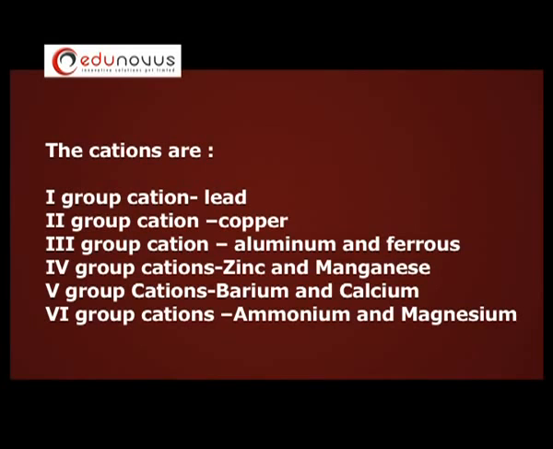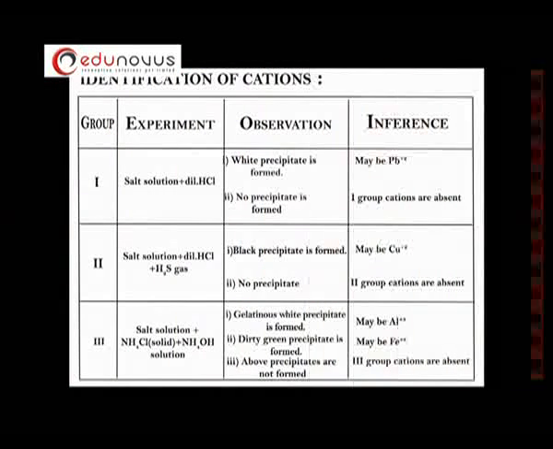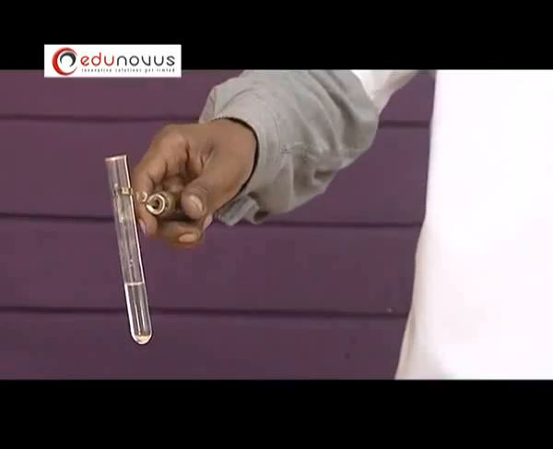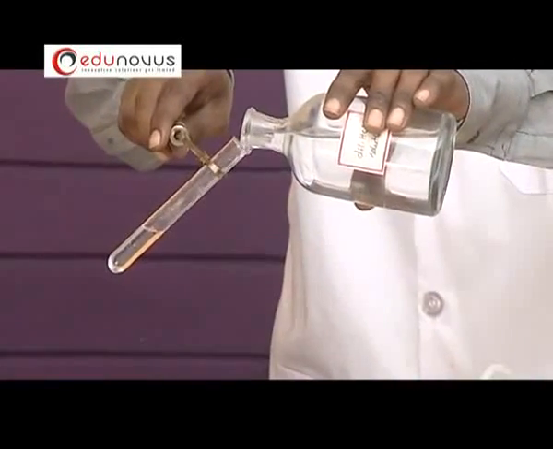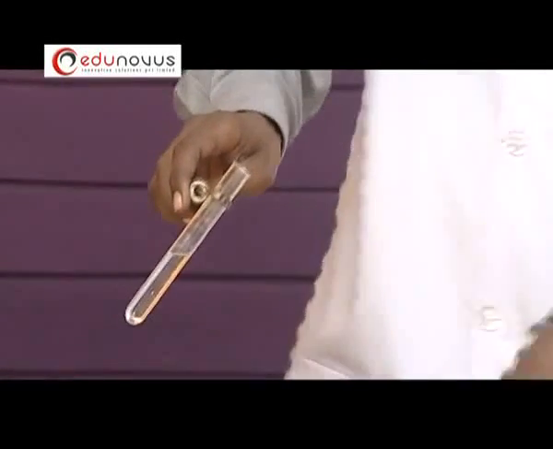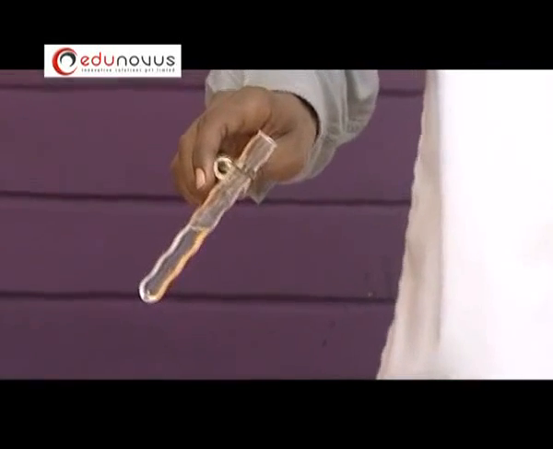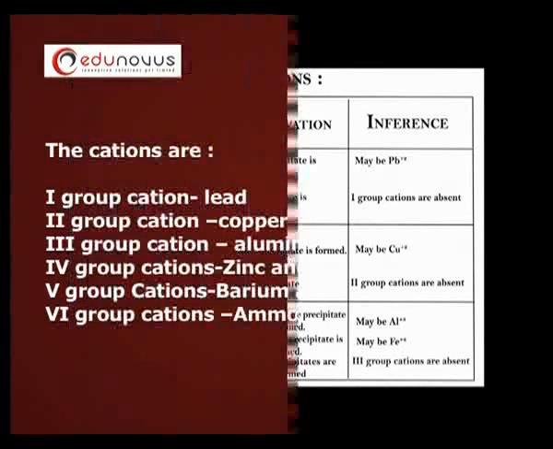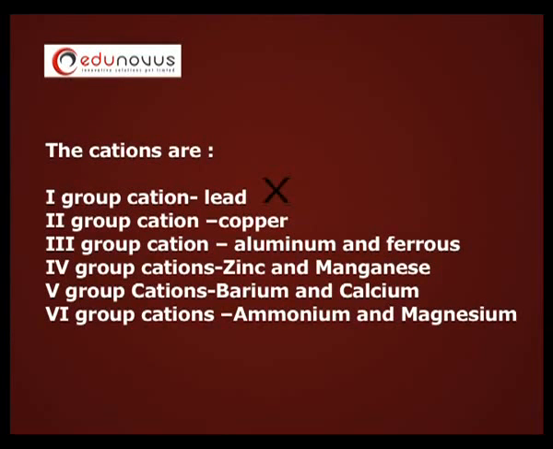Next, we identify the cation present in the given salt. Now, let us perform the group separation test on the given sample. The first group test, action of diluted HCl. To the salt solution, we add diluted HCl. No precipitate is formed, or the white precipitate corresponding to the presence of lead is not formed. Therefore, we infer that first group cation, that is lead, is absent. Therefore, we eliminate the first group cation lead from the possibilities.